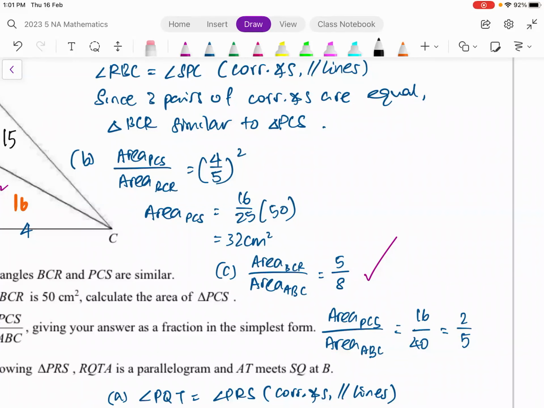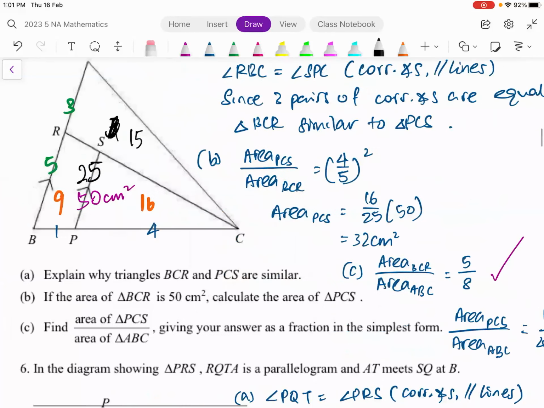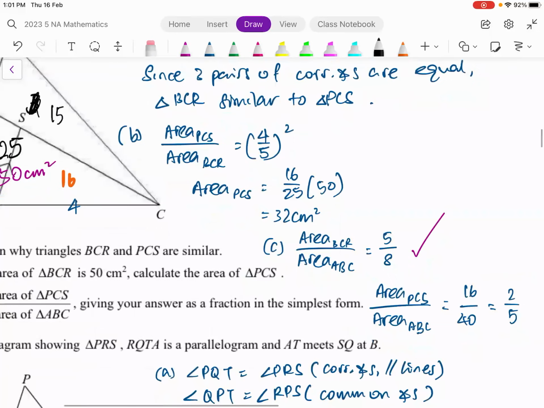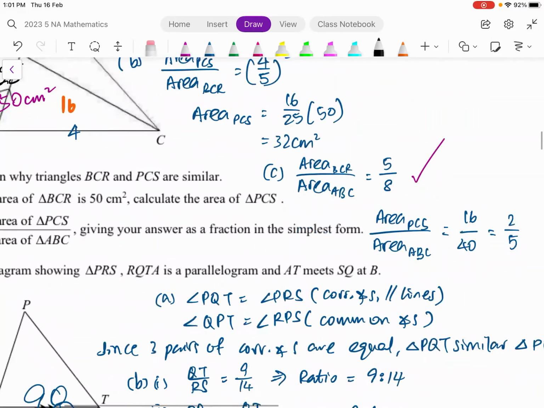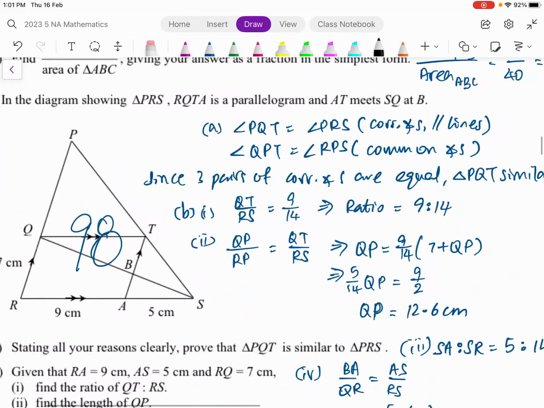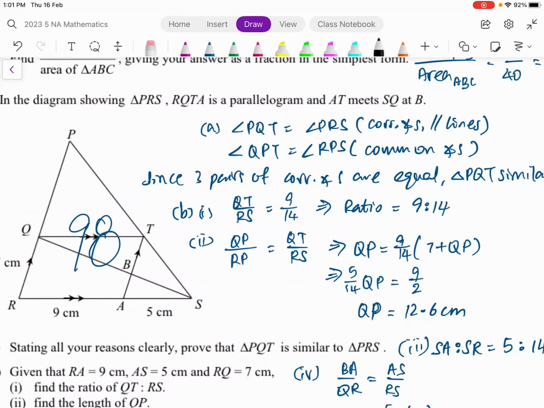Okay, so this was our question 5. Anybody needs more time? Then we move on to 6. Question 6a, proving that they are similar. Anybody? Then 6b, ratio 9 to 14.